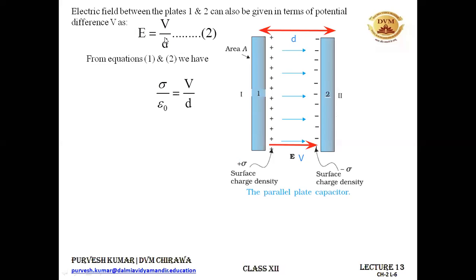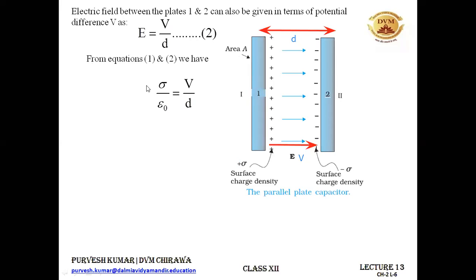One is V by d and the other one is sigma upon epsilon naught. That was equation number 1. So from these two equations, we can say that sigma upon epsilon naught is equal to V by d. I hope I'm very much clear over here. Still, if you are having some doubts, you can easily write it in the chat box.